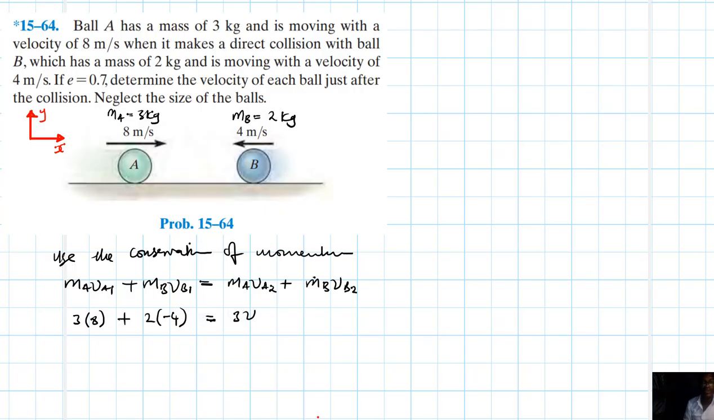So this is just 3 vA2 plus 2 vB2. This just becomes 24 minus 8, which is 16. So 16 equals 3 vA2 plus 2 vB2. This is equation 1, that's 3 by 8 minus 8. So we found the first equation.